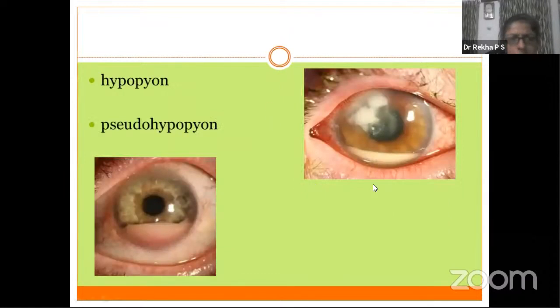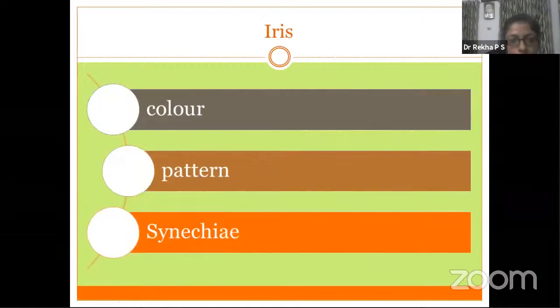Now regarding the contents, the most important is hypopyon. Hypopyon is a collection of inflammatory cells in the anterior chamber, and it is usually associated with keratitis and corneal ulcers. But you also get pseudohypopyon, as in lens-induced glaucomas, and in intraocular tumors, etc.